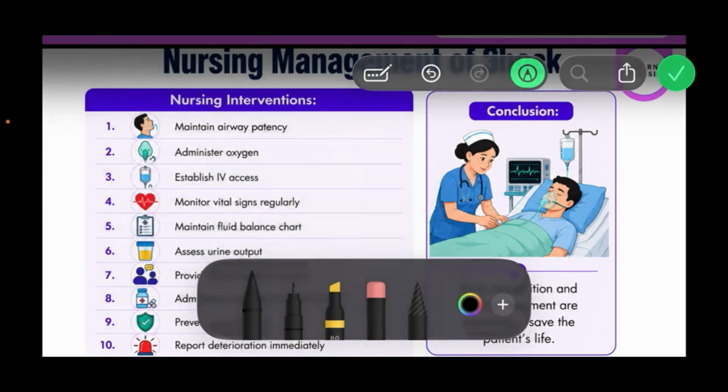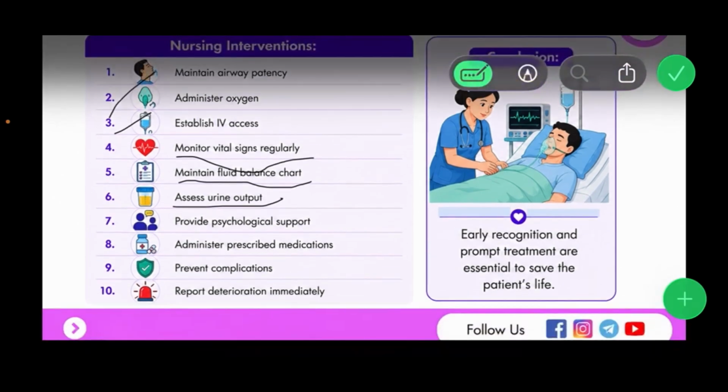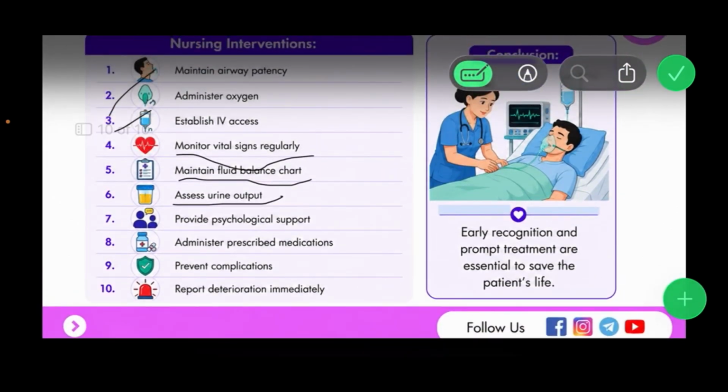Maintain airway patency, administer oxygen, establish IV access, then monitor vital signs regularly, maintain a fluid balance chart, assess urine output, then provide psychological support, administer prescribed medications, prevent complications, and report deterioration immediately. That means any deterioration of the patient's health can be reported immediately if we know the early signs and the late signs. Okay, so early recognition and prompt treatment are essential to save the patient's life. Okay, thank you students.